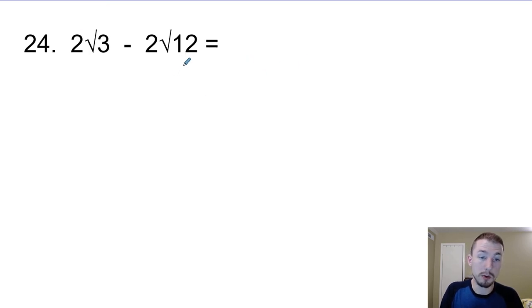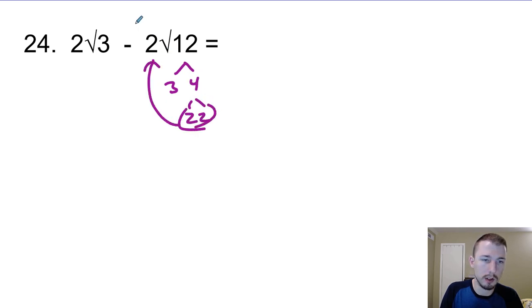All right, we're going to have to reduce this one as well. So that's going to be 3 and 4. 4 is 2 and 2. We got my perfect square. Pull that one out. So that's going to be minus 4 radical 3. Okay, so 2 radical 3 minus 4 radical 3 is going to give me negative 2 radical 3.